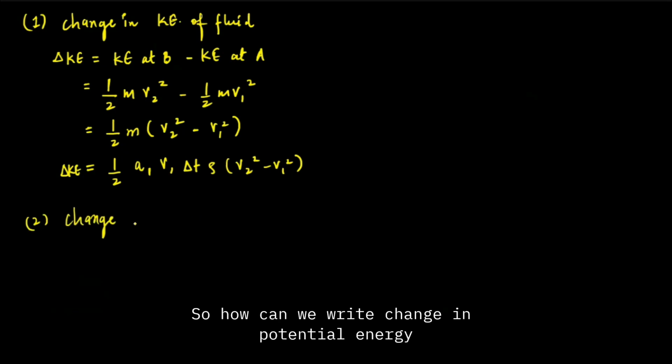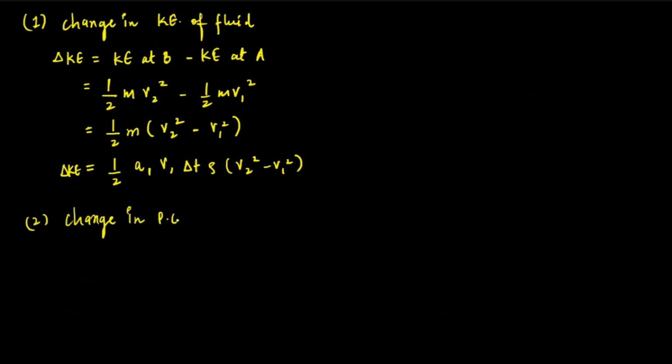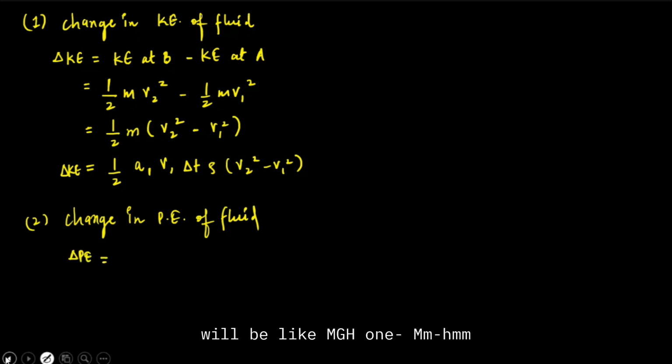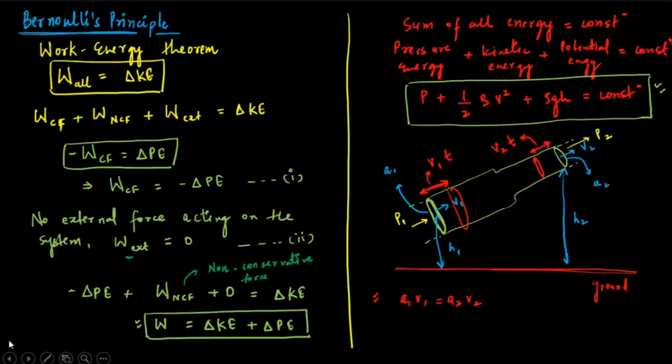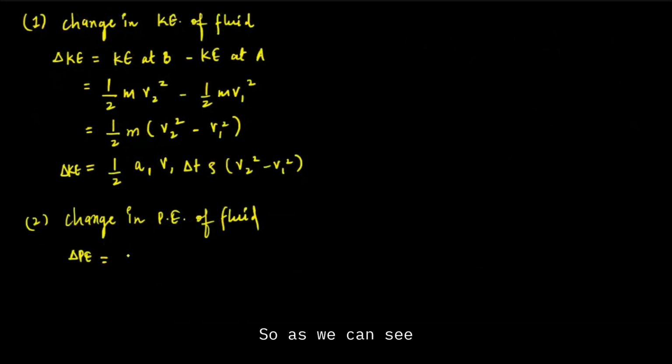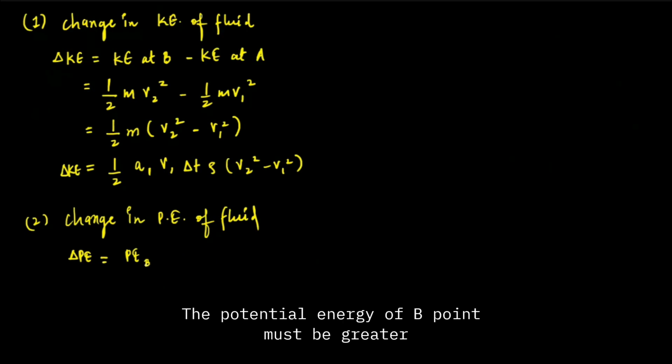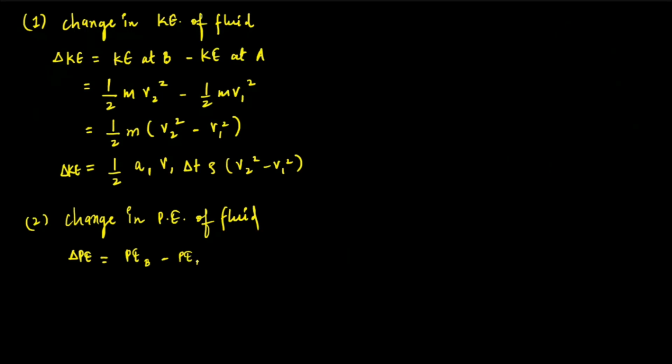So how can we write change in potential energy? Tell me what we learned for change in potential energy. The change in potential energy would be mgh1 minus mgh2. No, sorry, mgh2 minus mgh1. So as we can see, the height of the second area, the smaller one, is more. So potential energy of B point must be greater than potential energy of A point.